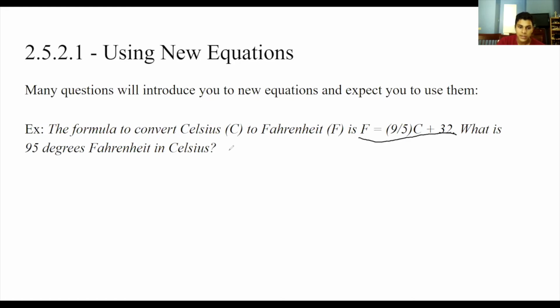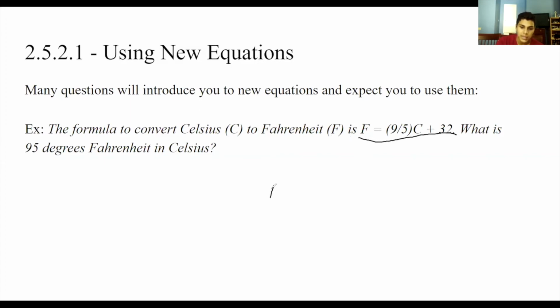And it's asking you to use this formula to find a different value. So it says, what is 95 degrees Fahrenheit in Celsius? Well, the way that you actually do this is you just take the values that you know, put them into the equation, and simplify it like you would in any algebraic equation.